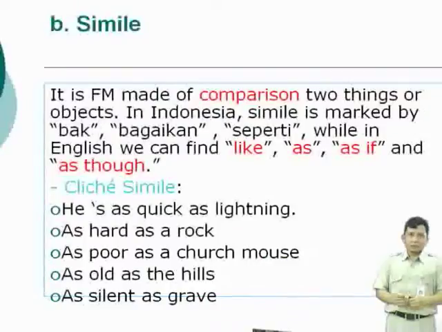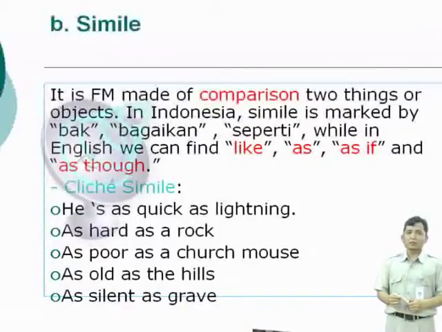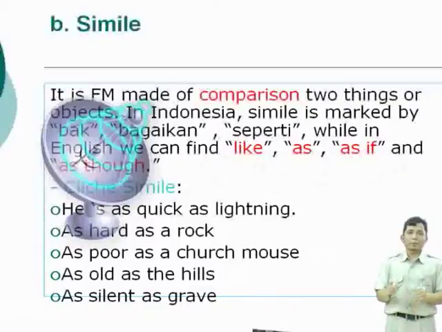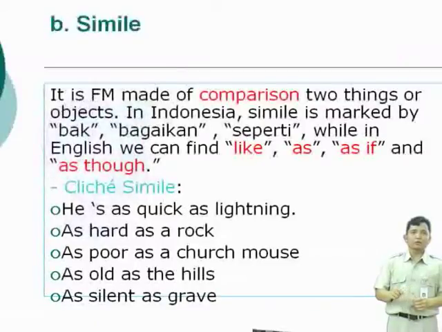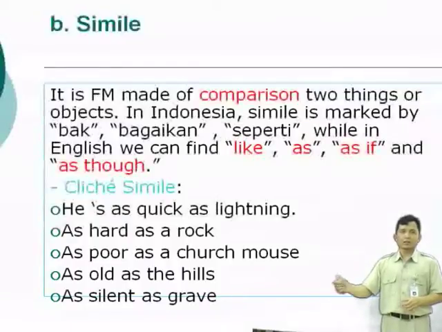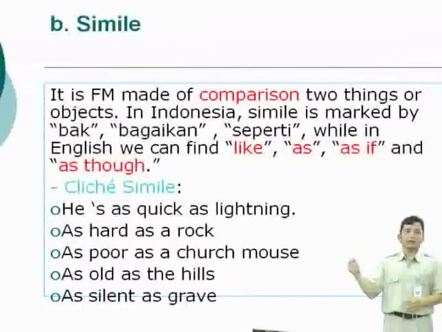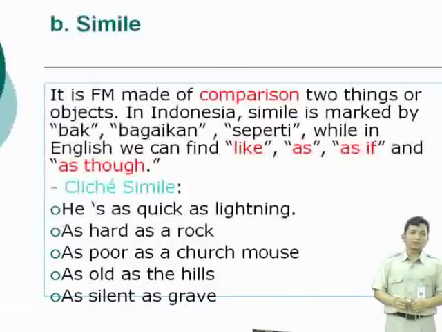The second one is simile. It is a figurative word made of comparison of things or objects. In Indonesian, simile is marked by bagaikan, seperti. Yeah, it is comparison, comparing something with others, but this one uses words to compare one with the other. So sometimes we can use like, as if, or as though. Here is the first one. I will explain the first simile.